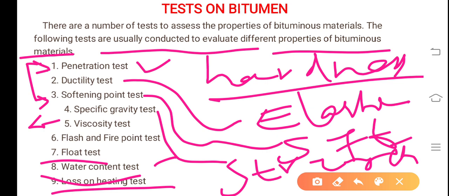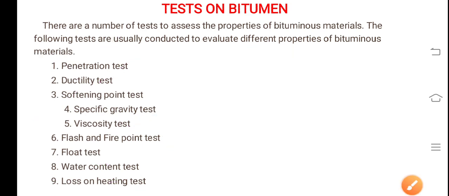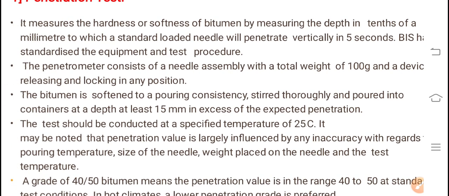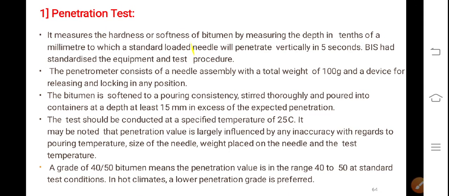Anyway, in the laboratory we are conducting 5 practicals: penetration test, ductility test, softening point test, specific gravity test, and viscosity test. These are the 5 as per the university syllabus prescribed list of practicals. So everything will be explained in detail along with the setup. Now we will see briefly about the penetration test.